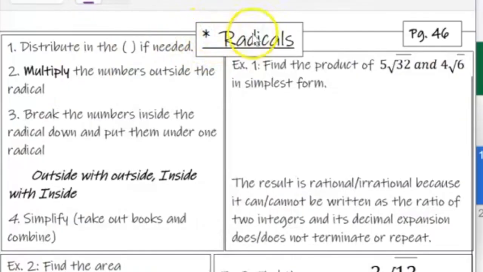Okay, we're going to look at multiplying radicals here, the steps for that. So it's distribute it into the parentheses if you need it. Step 2, multiply the numbers outside the radical, and then break the numbers inside the radical and put them under one radical. So basically what this is saying, so that you're not confused, it's just the same as simplifying. All you need to do is put outside with outside together through multiplication, and then inside with inside, and then do what you did in the previous video.